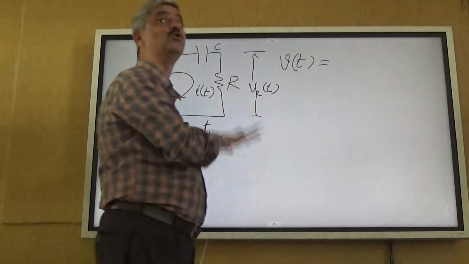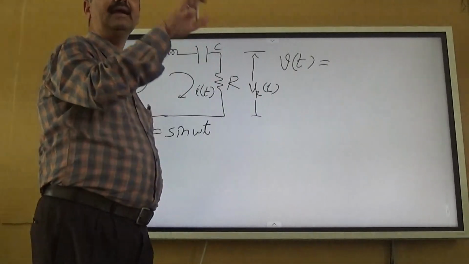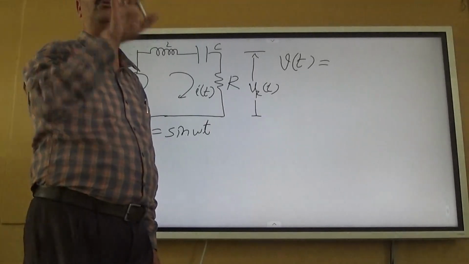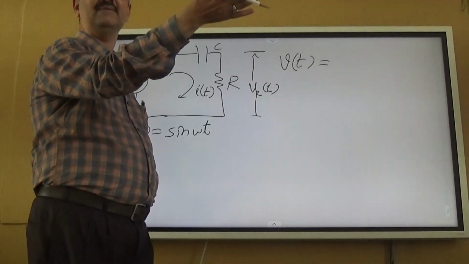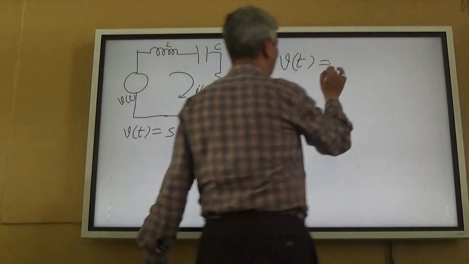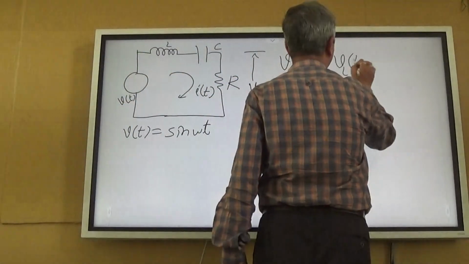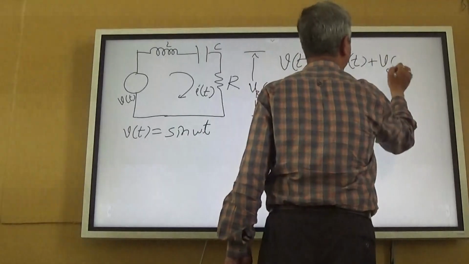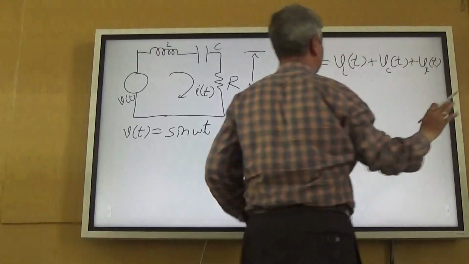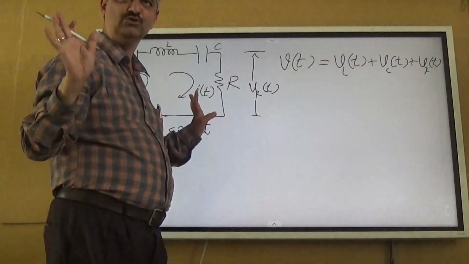This is sinusoidal, so XL means j omega L, XC means minus j upon omega C, and the resistance impedance is R. And it's straightforward. So VT equal to VLT plus VCT plus VR. Is it right? Absolutely no problem.